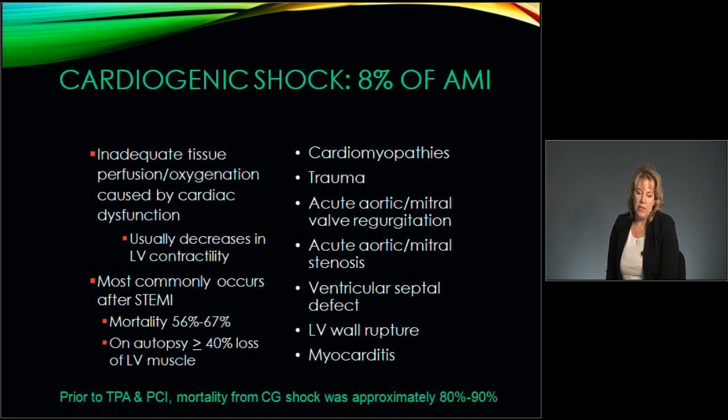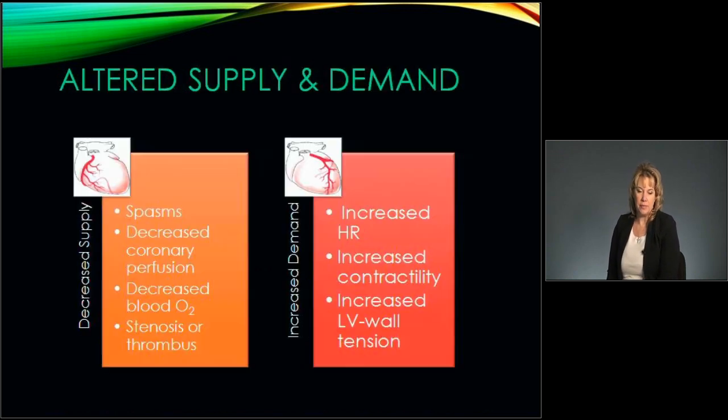If patients develop cardiogenic shock prior to percutaneous cardiac intervention, the mortality rate is almost 90%. So again, really early detection that the patient is starting to deteriorate is the key to survival. So with cardiogenic shock, we have alterations in our oxygen supply and our oxygen demand.